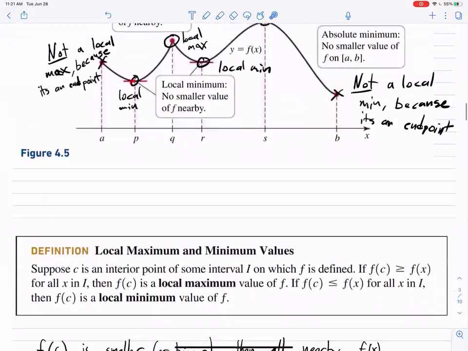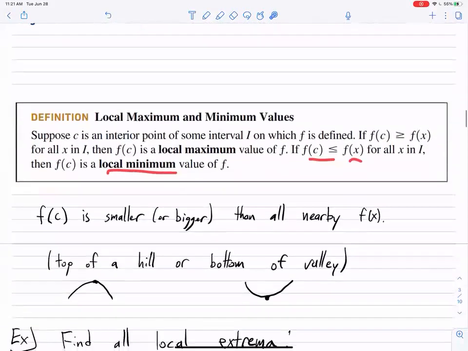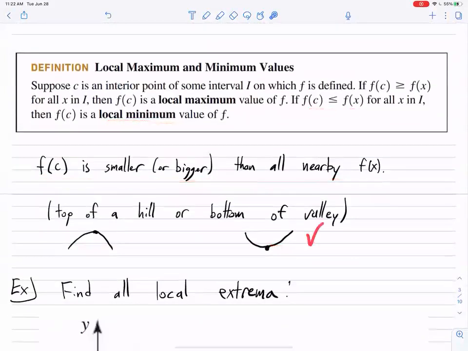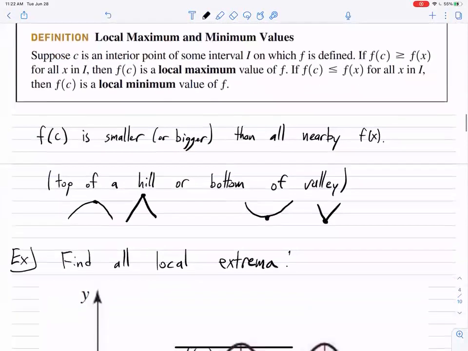So that's the idea. And here's the definition. I won't bore you with it, but the idea is that if it's greater than or equal to everyone around, it's a local max. If he's smaller than or equal to everyone around, then he's a local min. So f of c is smaller or bigger than all nearby x. So it's top of a hill or bottom of a valley, or it could be sharp. It could look something like that or something like that. It doesn't have to be differentiable.